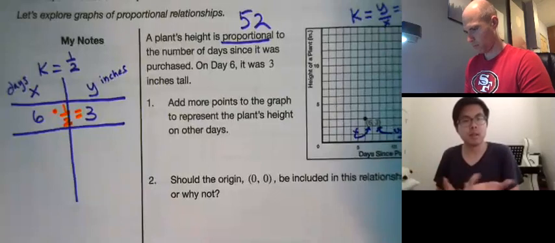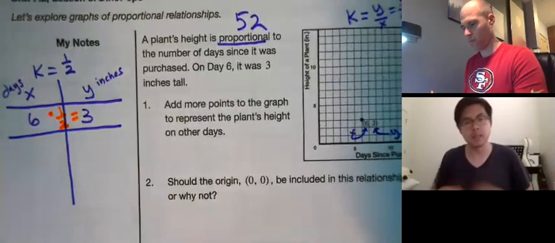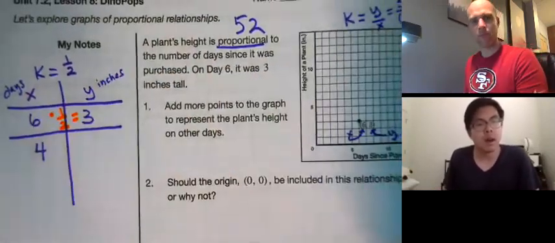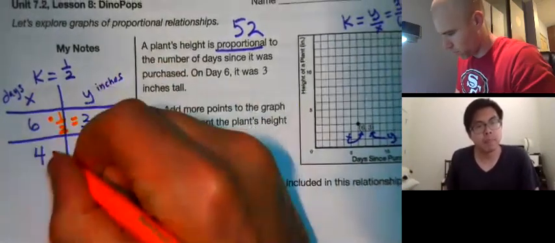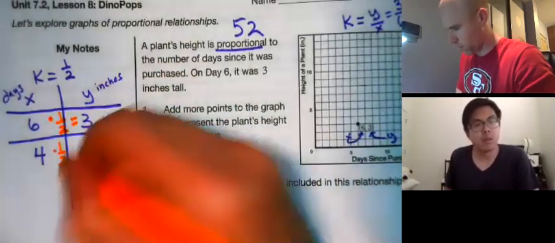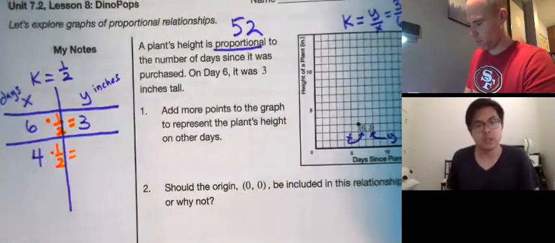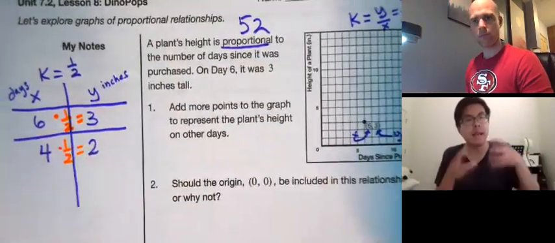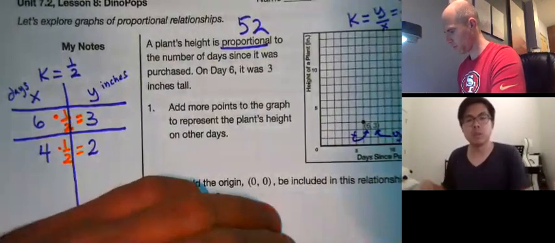And so if we pick another number, then we should be able to get, using the constant of proportionality, another y value. So let's say we pick 4 days as our next x value. Now, we know that it's proportional, so we have to multiply by 1/2 again. And we know that half of 4 is 2. And so what we're saying here, remember, we always want to relate it back to the real world: after 4 days since we purchased it, the plant's height will be 2 inches.